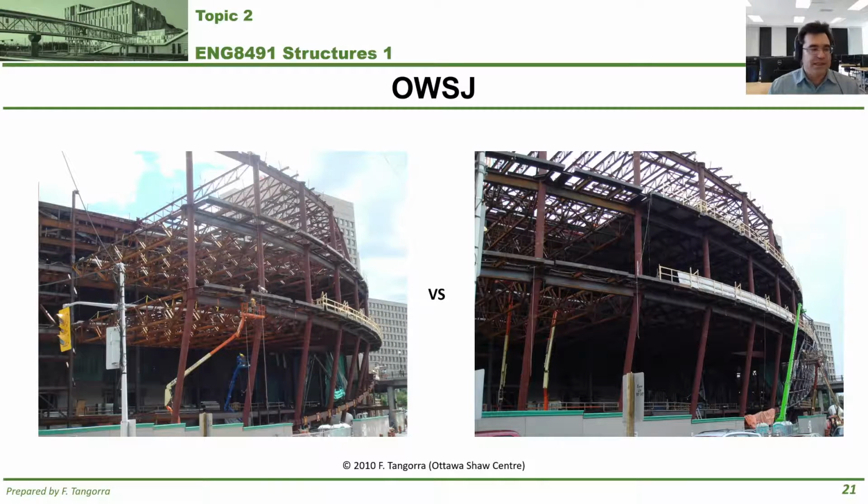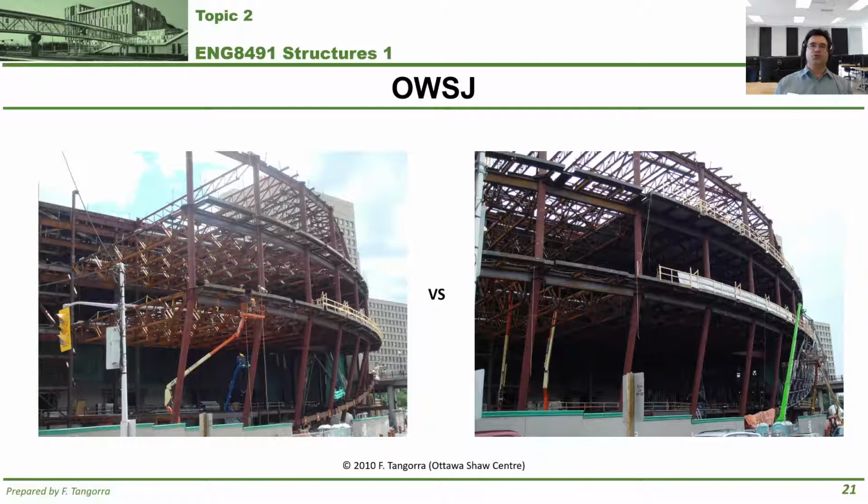So the other thing that I want to talk about after open web steel joist is something that's shown here. Maybe not super obvious, but we'll get to that. Can you notice the difference between the photo on the left and the photo on the right? You can see sunshine through everything on the photo on the left, and on the photo on the right, suddenly that sunshine is blocked. And that's because steel deck has been placed on the open web steel joist.